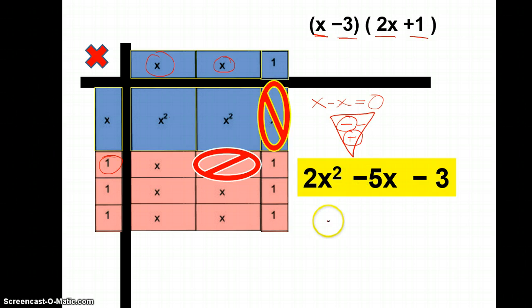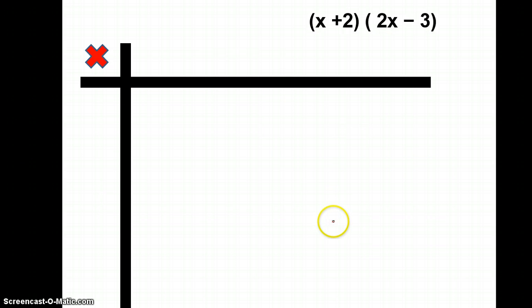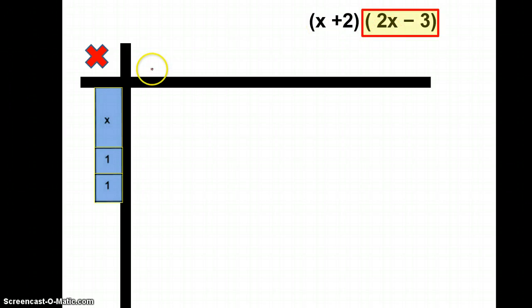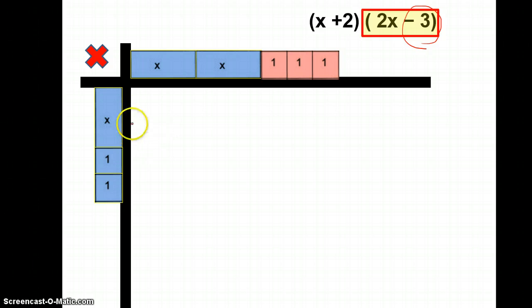All right, let's go on to something a little bit tougher. x plus 2 times 2x minus 3. Let's start with that one. That's x plus 2, and you know that's blue. And the next one is 2x minus 3. So that's 2 x's. Again, the color for the negative 3 will be red, so there you go.